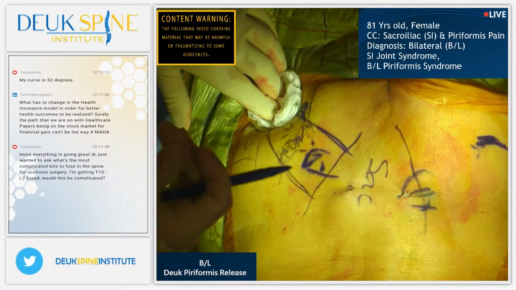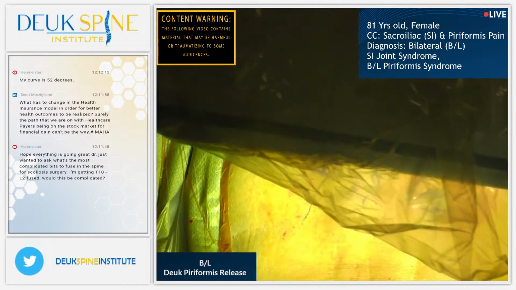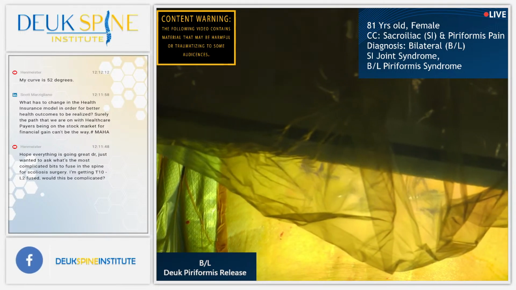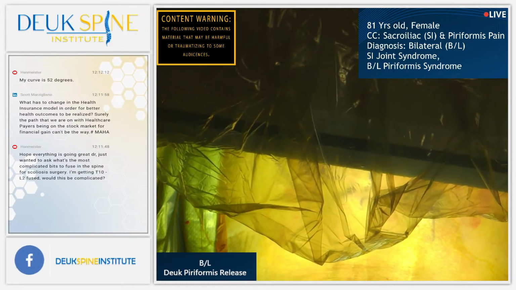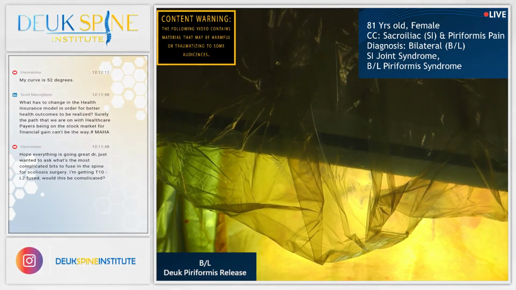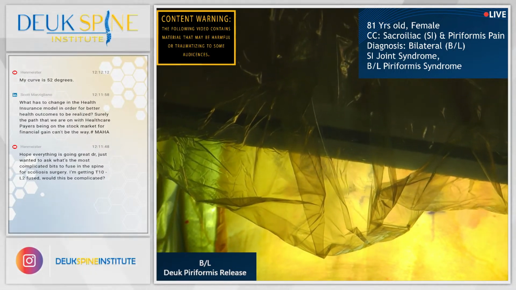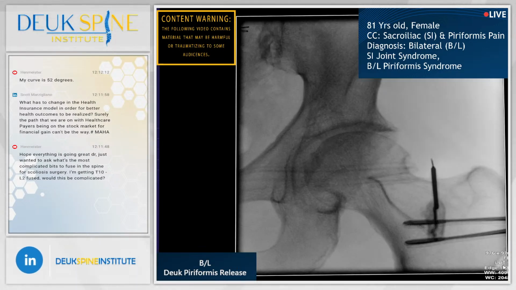We need to bring the fluoro in because we use x-ray guidance, and I'm going to basically cut the scar tissue and scarred muscle that's attached to the bone, and that's going to relax the muscle and allow it to heal. It also gets rid of the sciatic symptoms. So the first thing I have to do is get down to the greater trochanter, and that's something that you can actually feel with the tip of the probe.